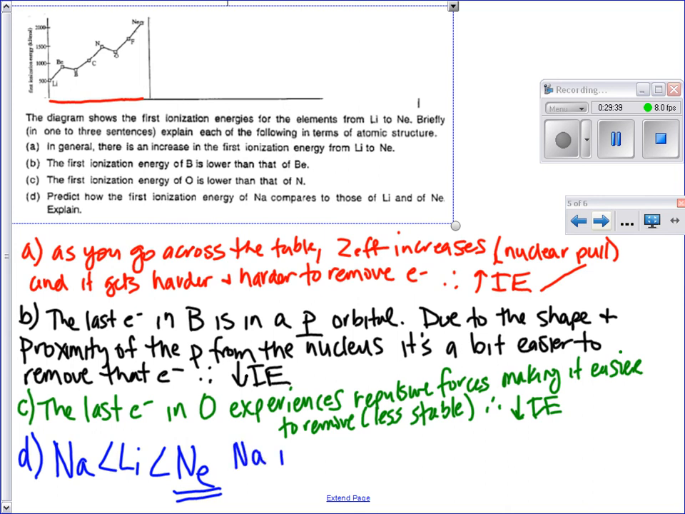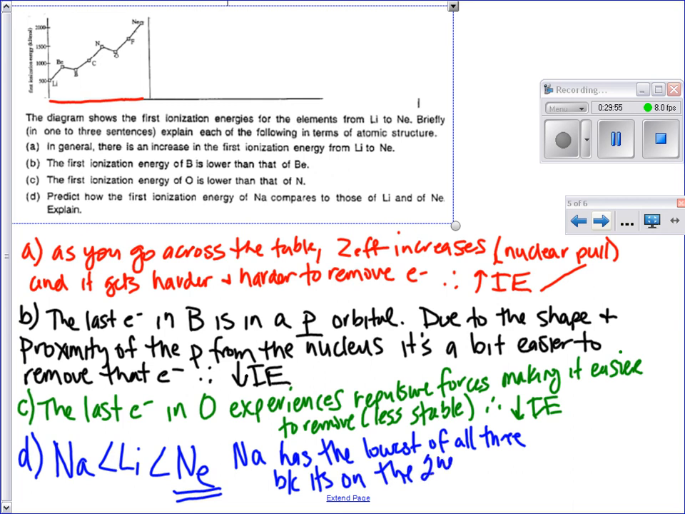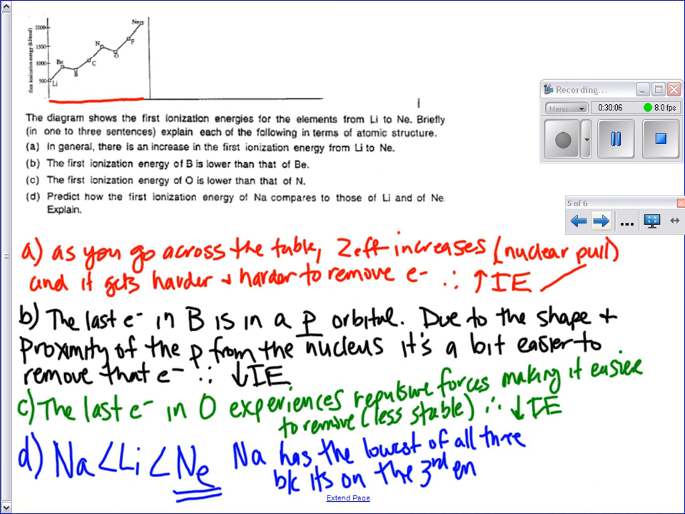Na has the lowest of all three because it's on the third energy level. I should say the last electron, not the actual atom. The last electron in Na has the lowest of all three because it's on the third energy level. Other electrons are on second and experience less shielding.